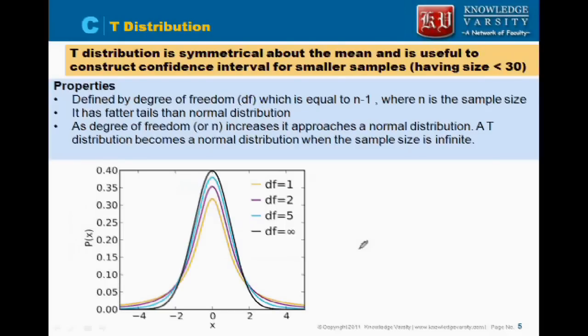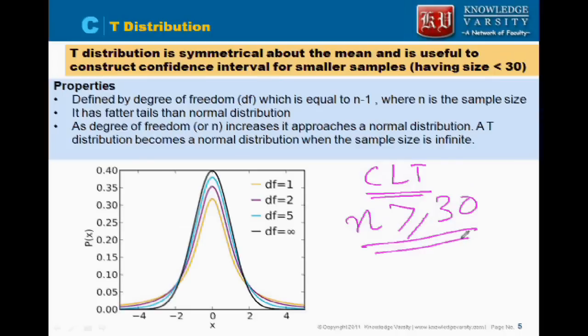Remember, when we did the central limit theorem, we stressed the point that the sample size should be greater than or equal to 30. We said that sample size greater than or equal to 30 is a good estimate for a large sample size, and the distribution will be a normal distribution. That means the distribution of the sample means will be a normal distribution.